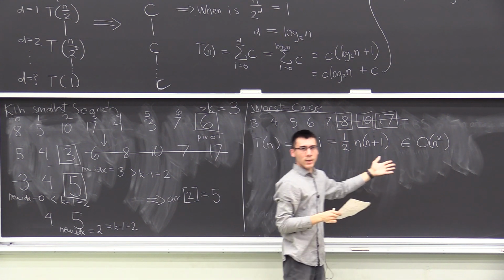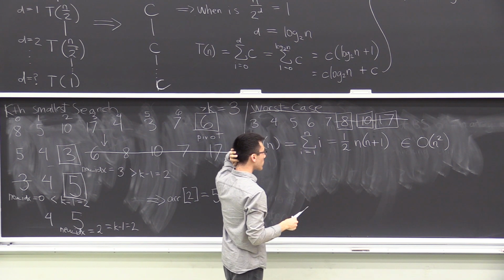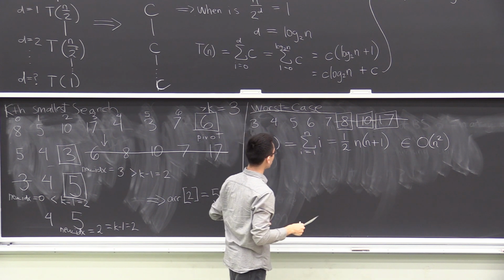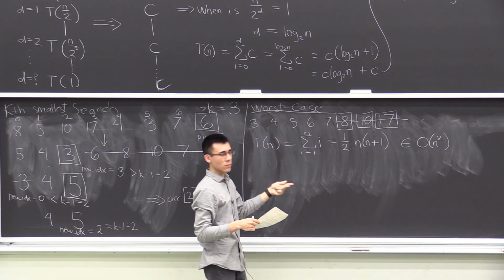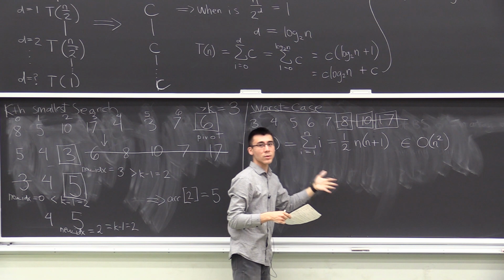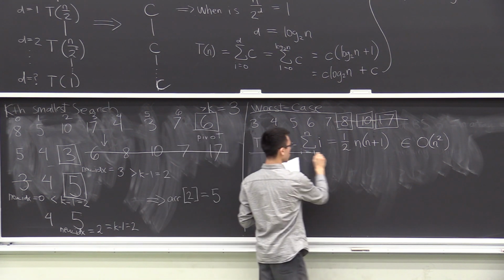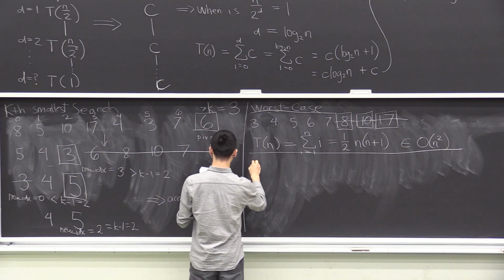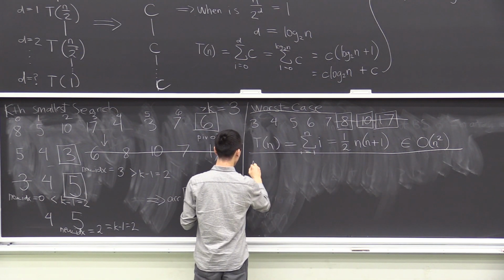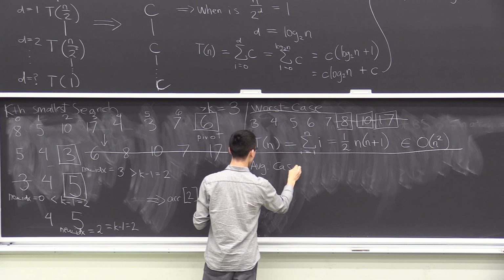So that's why it's in O of n squared. And that is the worst case that we can possibly get. So basically, we're doing n plus n minus 1 plus n minus 2 all the way to plus 1. Yeah, so that's the worst case. Now, a more interesting case, we can say, is the average case.